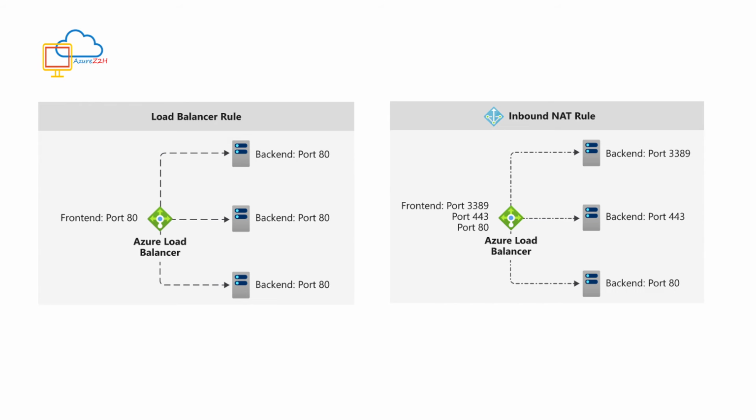If there is no response, then remove it from the load balancing solution. Then we have different types of load balancing rule. The one which we already discussed, like suppose HTTP traffic is coming on port 80, and then it will get distributed among the backend servers the load balancer has.